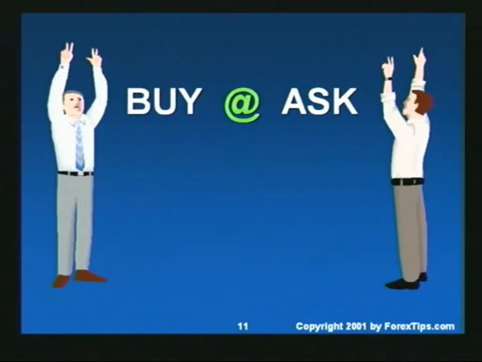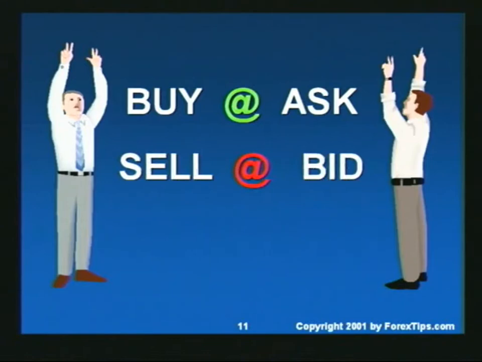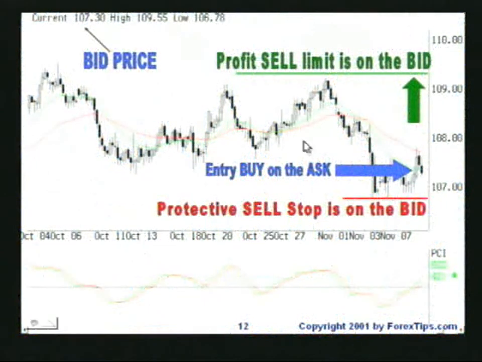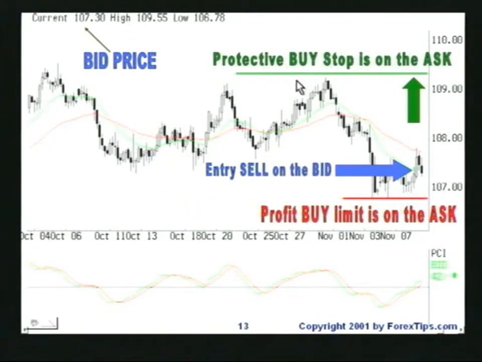As you place orders on the Forex or in the market, just remember, we buy on the ask and we sell on the bid. When it's time to place an order, if you are buying, you will enter the market buying on the ask, and you will place your protective stop loss order at the last low. Since you're buying, that protective stop loss would be a sell stop, which is on the bid. You would also have a sell limit, which is on the bid, for profit.